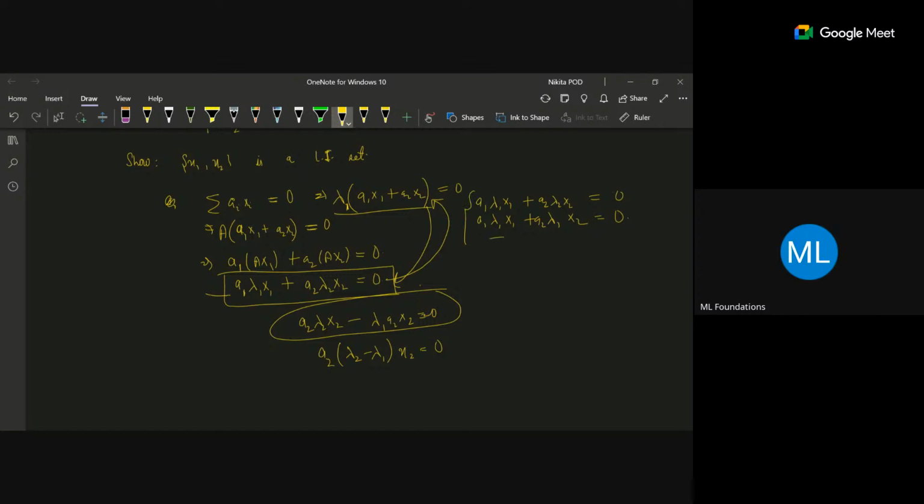So you see that if I subtract the other equation. How do you get the lambda 2 equation, how do you get that one? This one is just, okay, I have a1 x1 plus a2 x2 equals 0. I multiplied the matrix A.